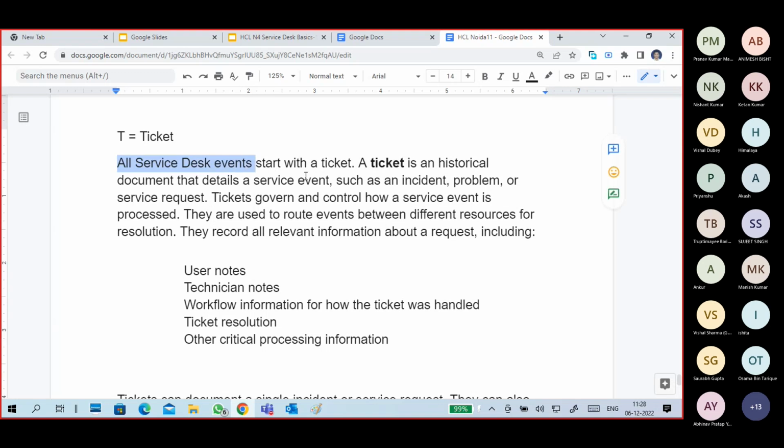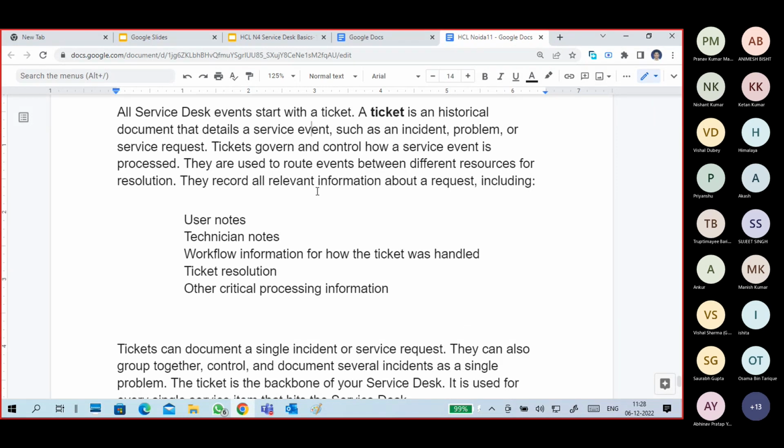All service desk events start with the ticket. A ticket is a historical document that details a service event, such as an incident, problem, or a service request. Meaning, when a customer tells us, or through a certain monitoring system, the service desk receives that information and creates a ticket. The ticket is meant for either an incident, a problem, or a service request.